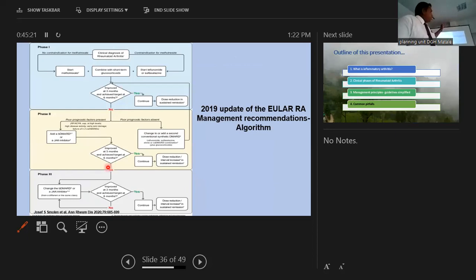What it says is, you start off methotrexate if there is no contraindication. If your target is not achieved, you might add sulfasalazine or leflunomide. After 6 months, if the target is still not achieved, you might try biologics or Janus kinase inhibitors. Third phase is, if you are still not achieving control with biologics, you can switch over the medications.